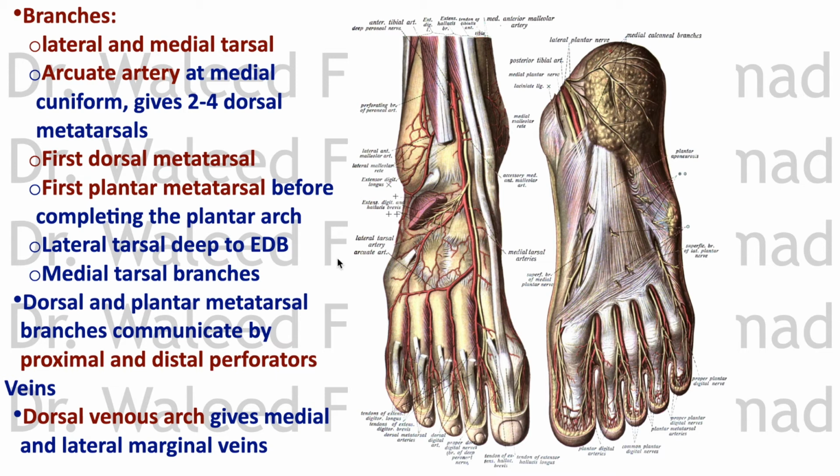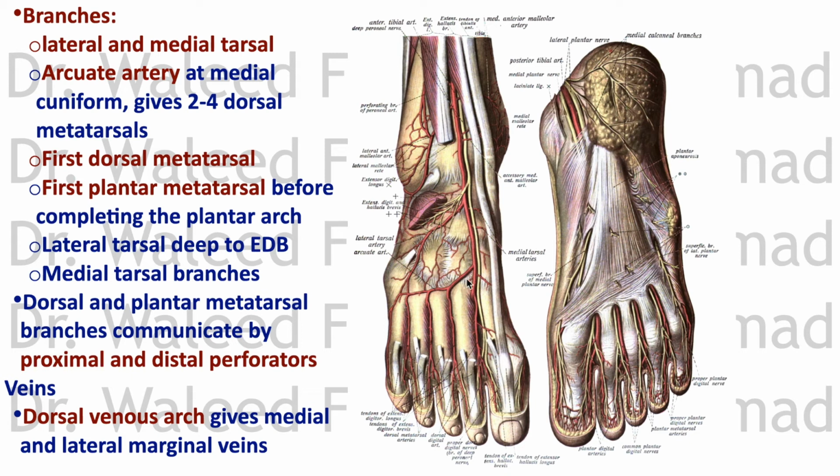branches of the dorsalis pedis artery: lateral and medial tarsal arteries. See, this is the lateral tarsal artery. These are the medial tarsal branches. It's not one artery. The arcuate artery, the one you see here, level with the bases of the metatarsals, gives 2 to 4 dorsal metatarsals.